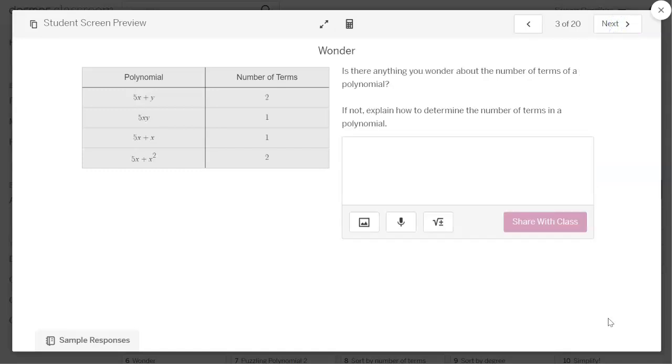On this one, you're asked to wonder about the number of terms of a polynomial. Now, the one that's unexpected is this third one. They'll see that plus sign and they'll automatically say 2 terms, but let them think about that for a while. Why might that just be 1 term? I do have some sample responses, so be sure to check those if you're not sure of how to direct your kids. And then finally, explain how to determine the number of terms in a polynomial.